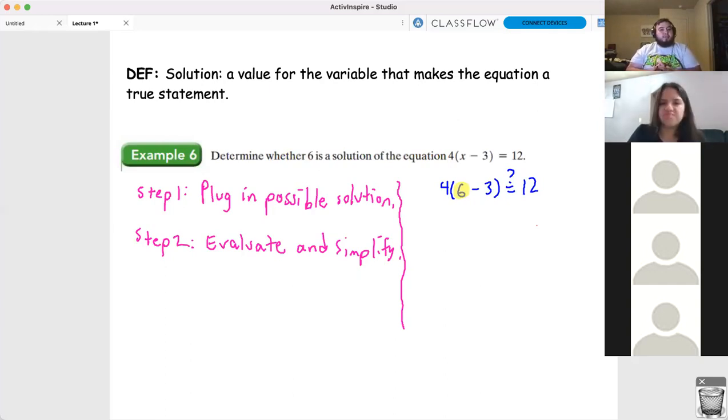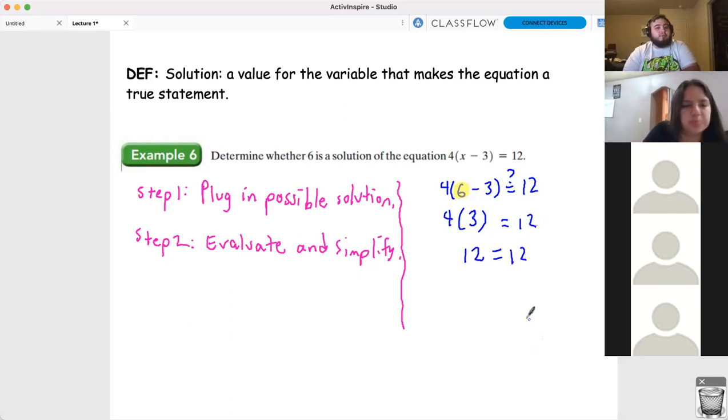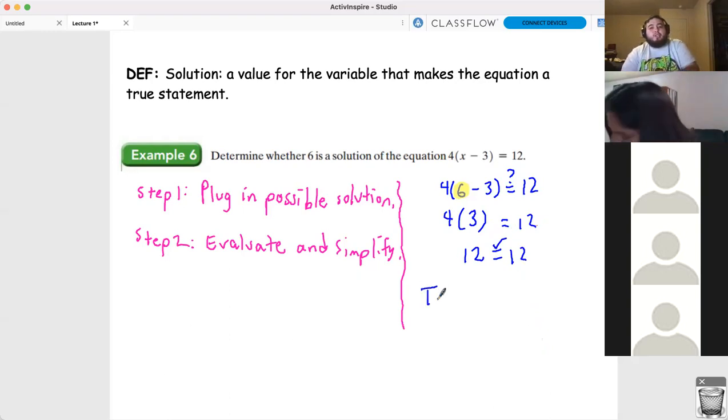For 6 to be a solution, the left side needs to simplify to a 12 because 12 does equal 12. That's a true statement. If we get something else like 5 equals 12, that's not true. 5 does not equal 12. So that's false, not a solution. So let's find out. Now we simplify the left side using PEMDAS. What do we do first? 6 minus 3, which is what? It's 3. Bring down the parentheses. What's 4 times 3? 12. Does 12 equal 12? Yes or no? Yes. So now we put a check mark on top of the equal sign and write the word true and say 6 is a solution.